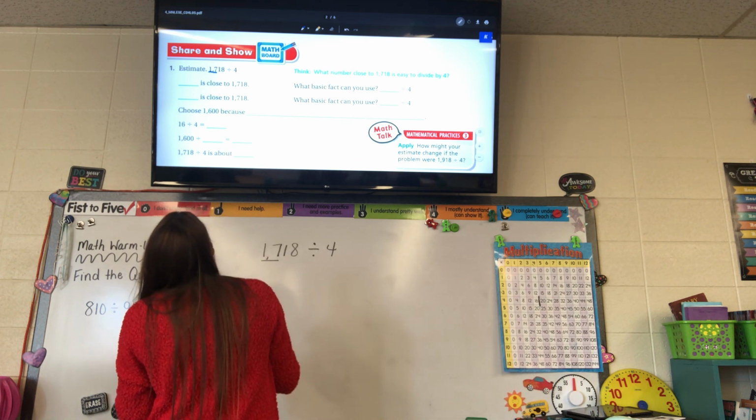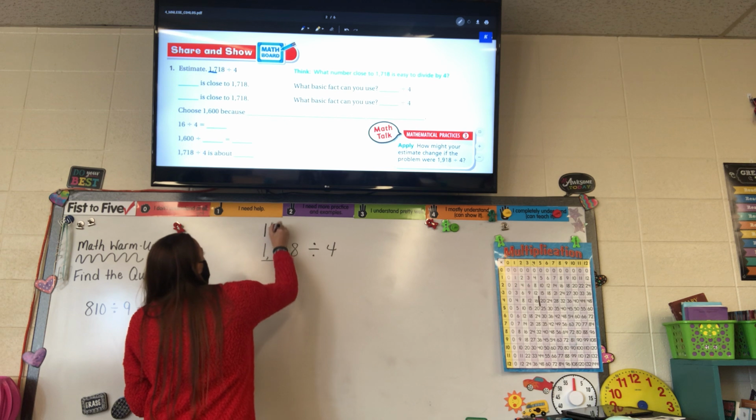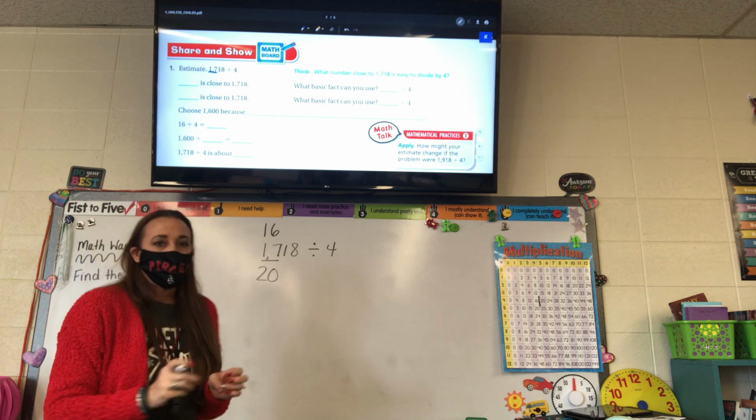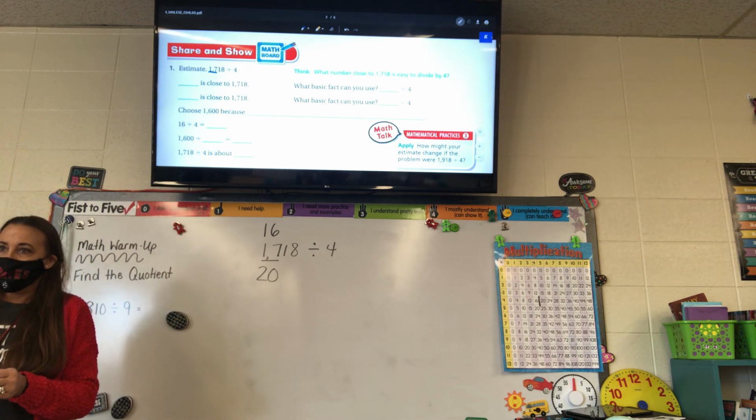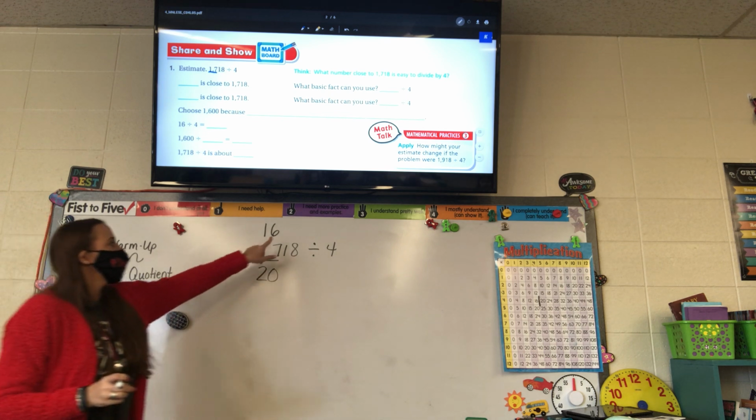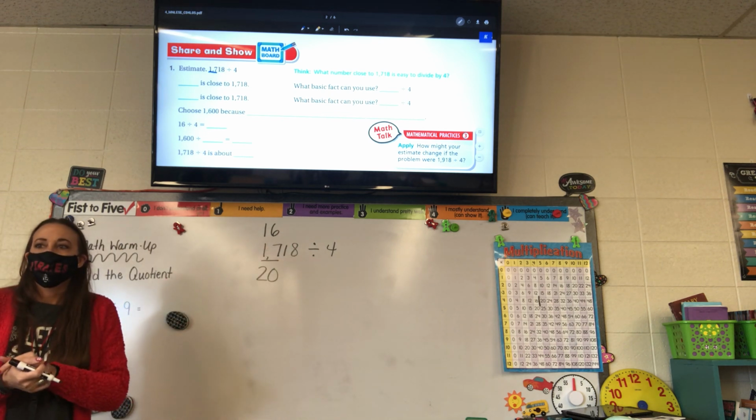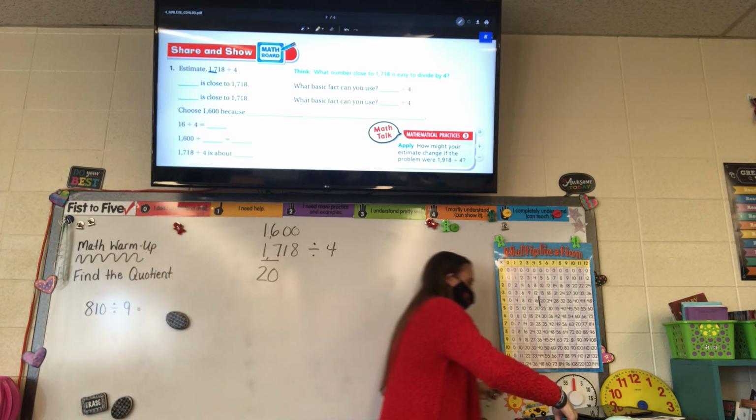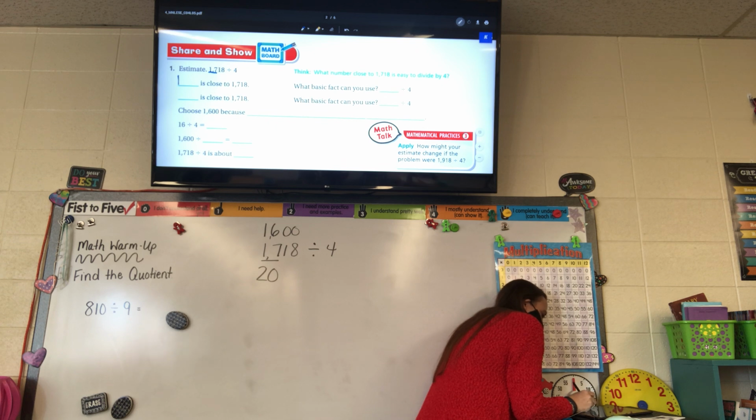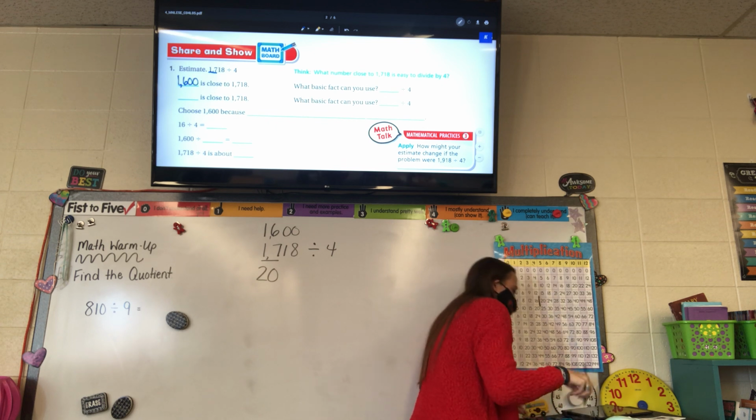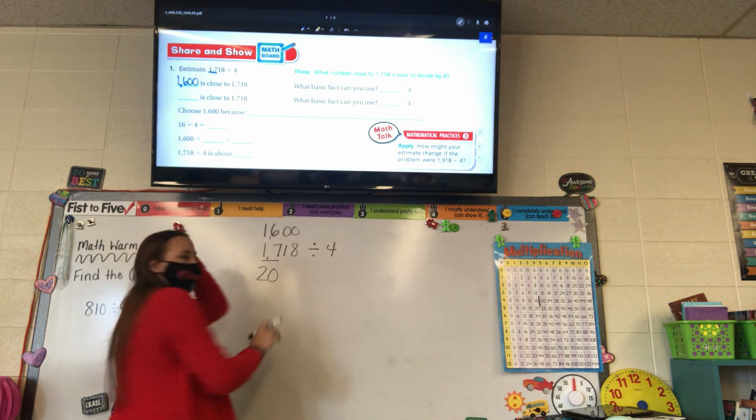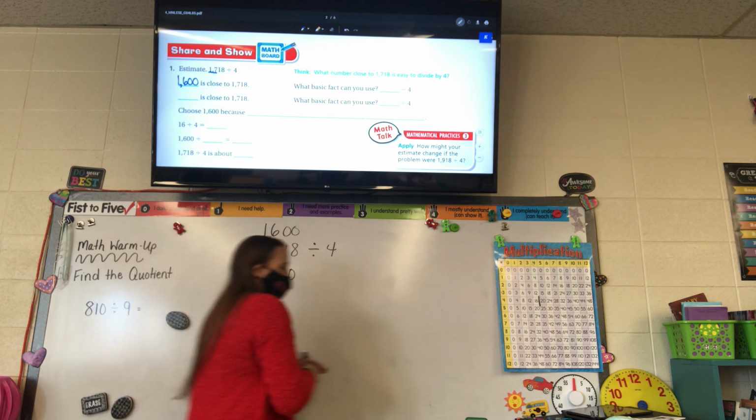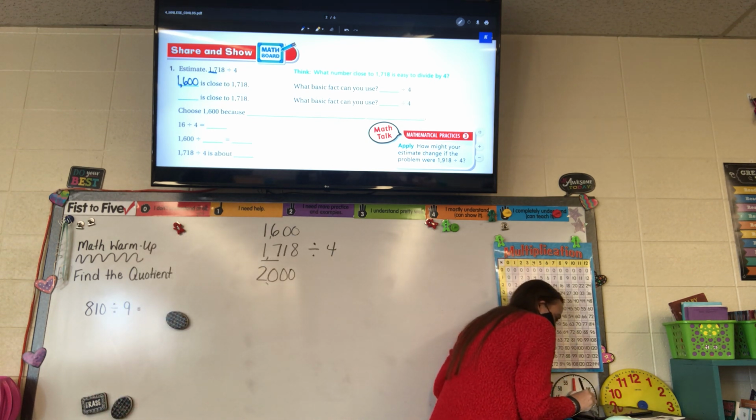16 and 20. And what does that 16 turn into? Landon? 1,600. There you go, 1,600. So that goes in this first space. And then what does this 20 turn into, Ella? 2,000. So 2,000 goes in this second space.